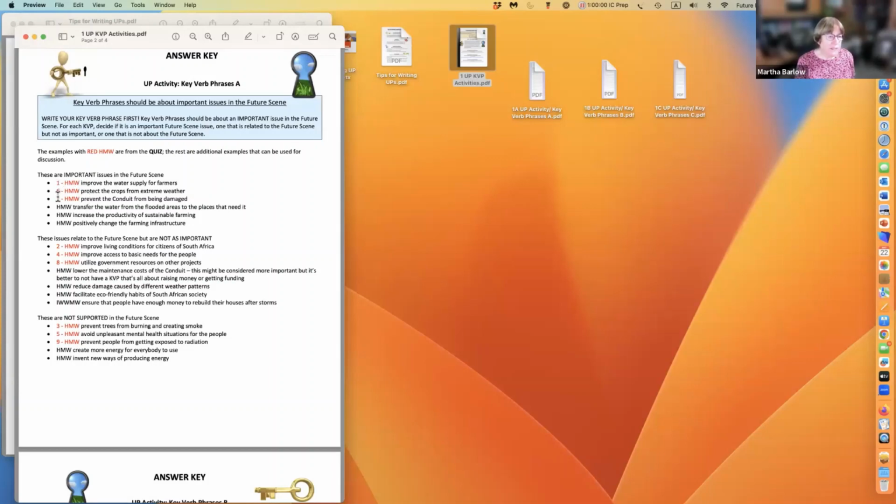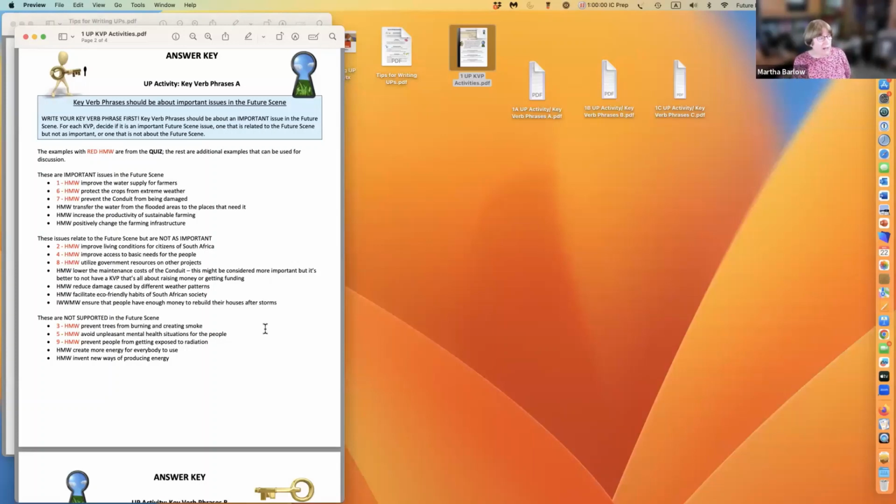These are questions 1, 6, and 7. And for these ones, the right answer is they're not as important. And then these are not supported in the future scene. How might we prevent trees from burning and creating smoke? There just wasn't anything about that in the future scene.